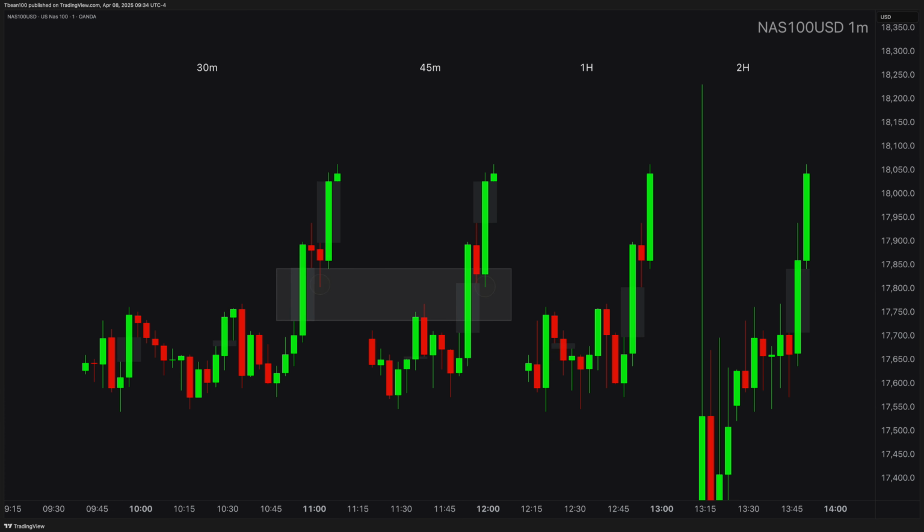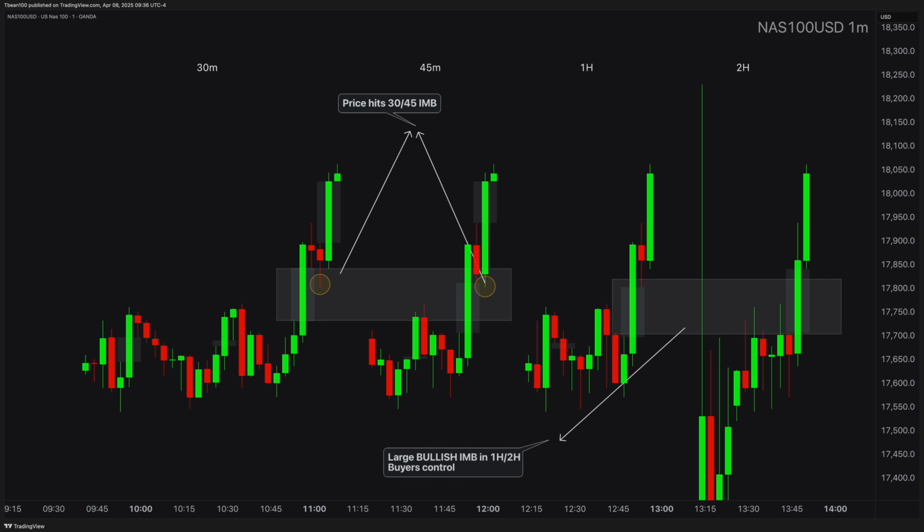As you can see right here, we have this multi-level imbalance area. Price rallies and pulls back into 30 and 45-minute imbalances. I know that this could be a great location for a rally start, an early start point to look for entries. If you check out 1 and 2 hour time frames, you will also notice full momentum imbalances.